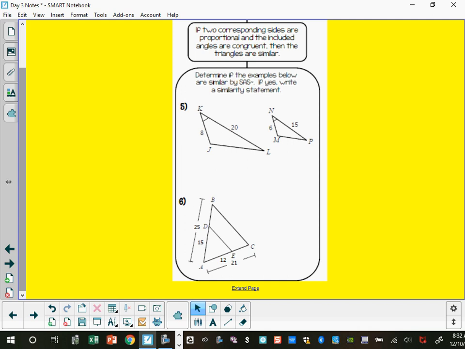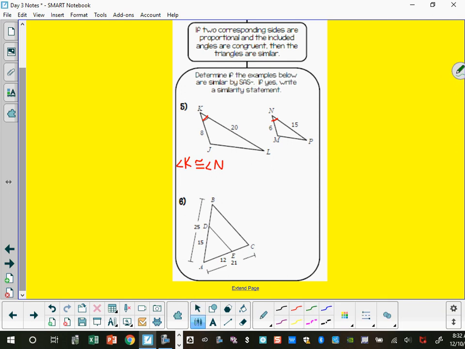Alright, so let's see here. I always like to check to make sure I had at least angles first. Angle K is congruent to what? N. Alright, so we're good there. Angle K is congruent to angle N. Alright, so I have my angle.